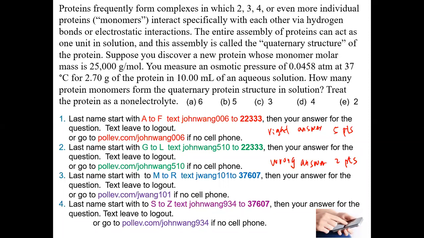I'll give you a little hint. The process we did in the last problem is you find, from the given pressure, where's the part of pressure here? Okay. So from that 0.0458, you get the molarity, and then you get the moles, then you get the molar mass, then you get the number of proteins.